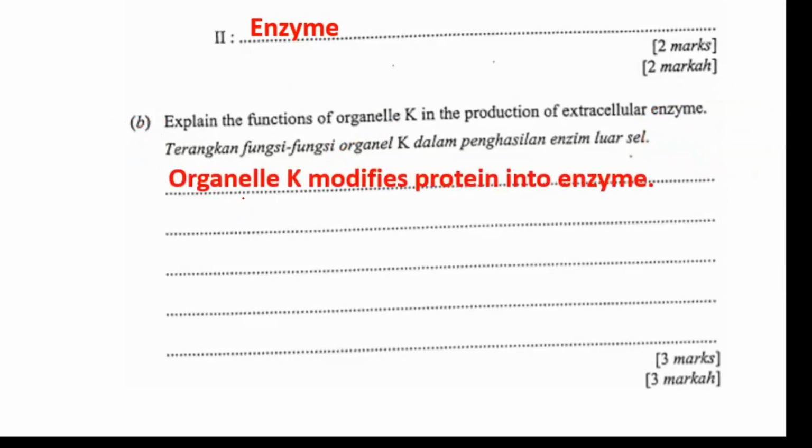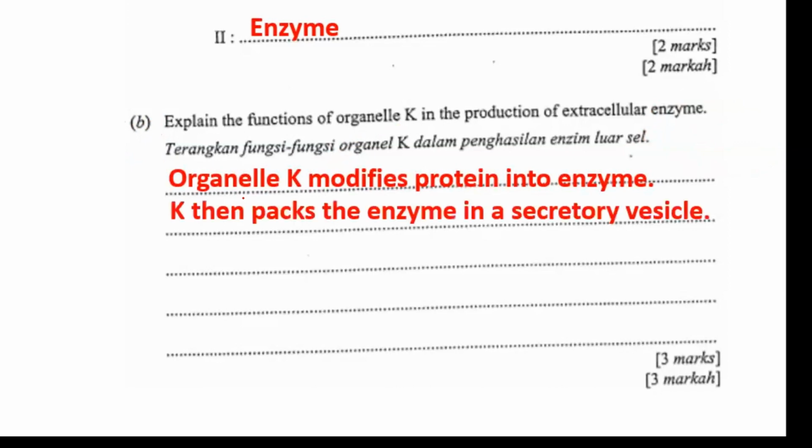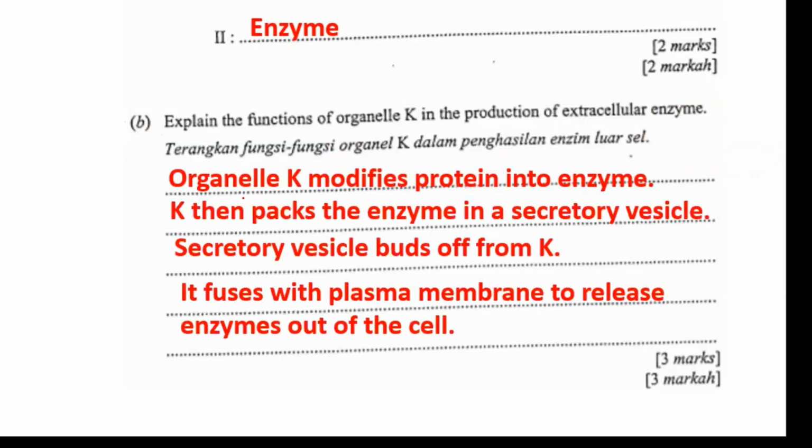So guys, modify protein into enzyme and then how? Yeah, Ziying, Joshua, Tanushri, Sean, Hiputri, Wishwish, pack into secretory vesicle. Good. And then normally, why the one star? Why the one star is because of this. They will give you marks for saying it butts off from K. Okay? It will butt off from K. It will come out from the Golgi body.